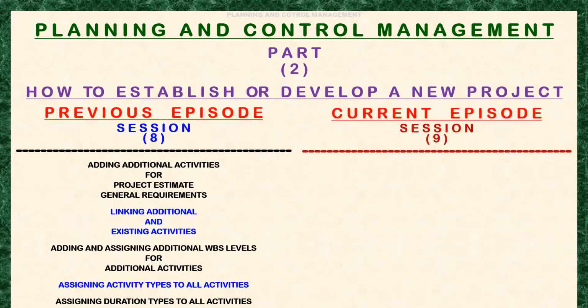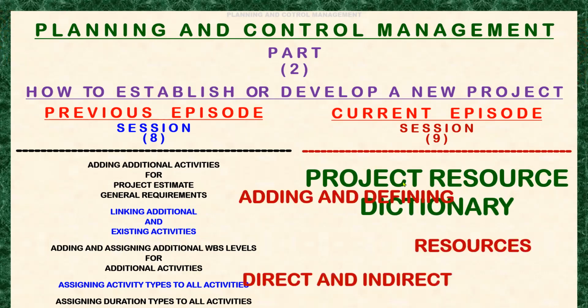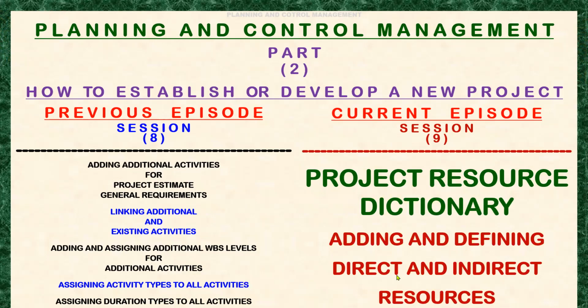That is session 9. This will include a project resource dictionary, which includes adding and defining direct and indirect resources. Okay, before we proceed, let's have an idea first. What are resources in a construction project?